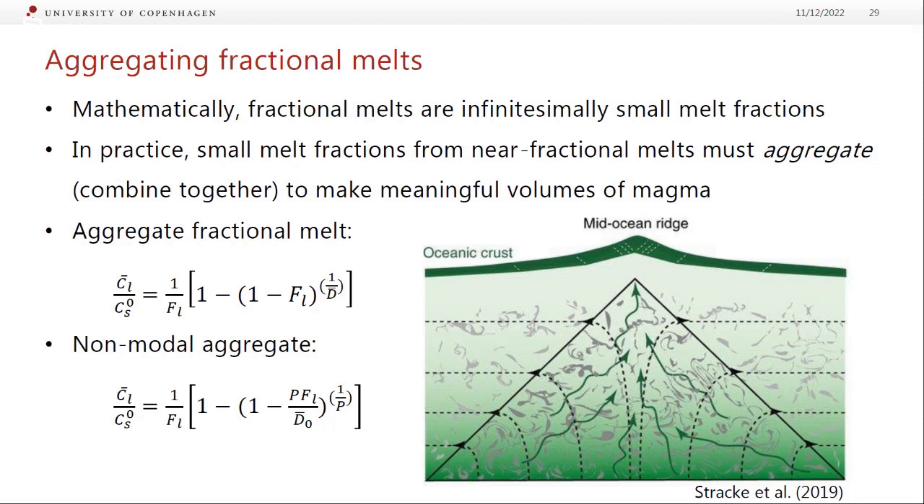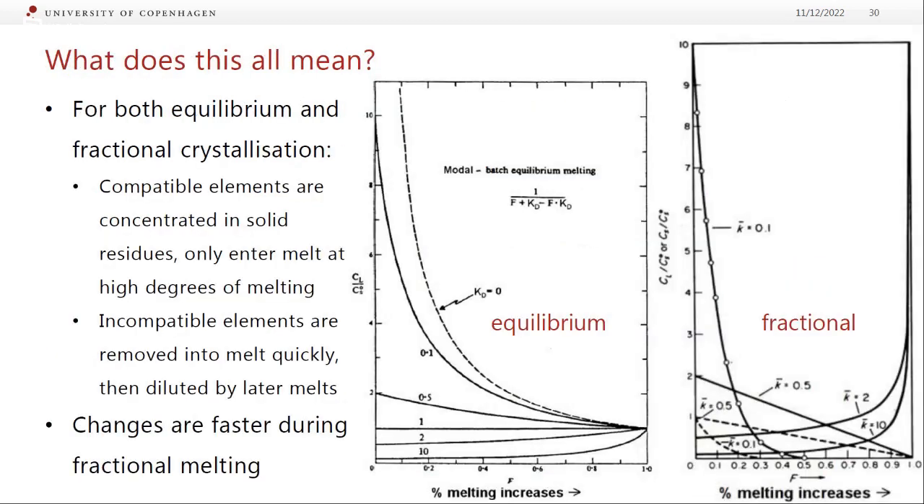So there are equations for the aggregate fractional melt. I'm not going to talk through them, but they're here in case you need them. And this is basically doing the job of adding up all those little melt fractions to make a mixed aggregate fractional melt. All right, and this is probably the most important slide of the whole thing here.